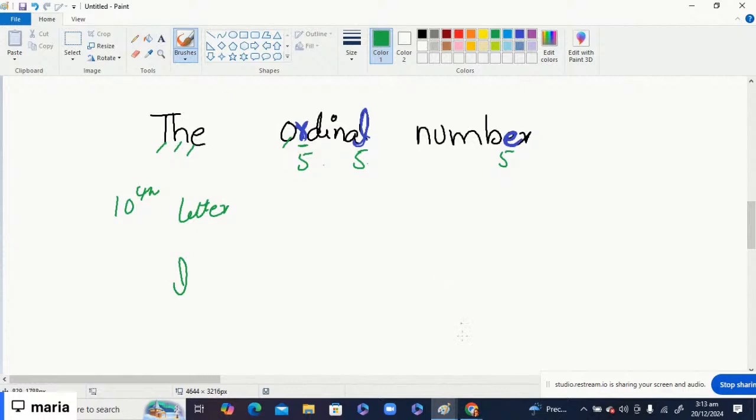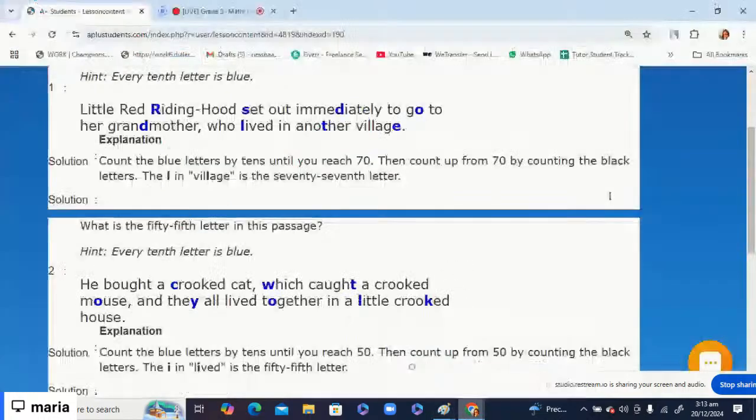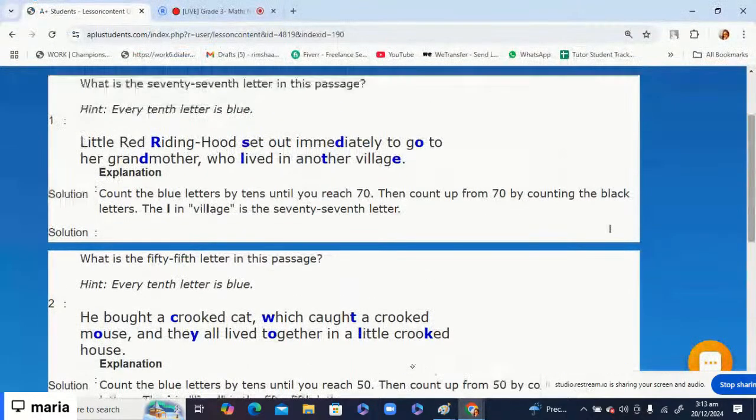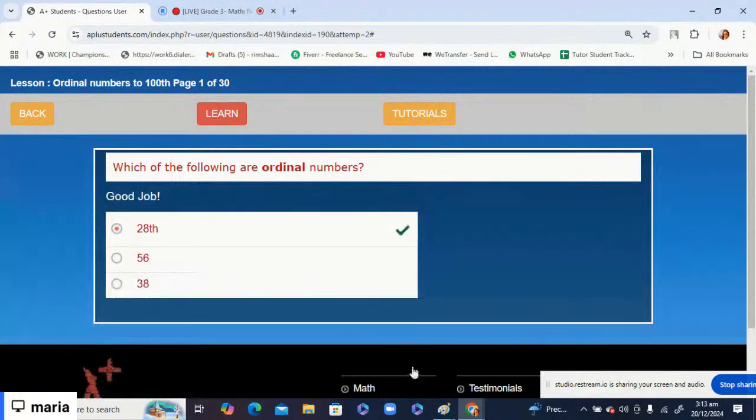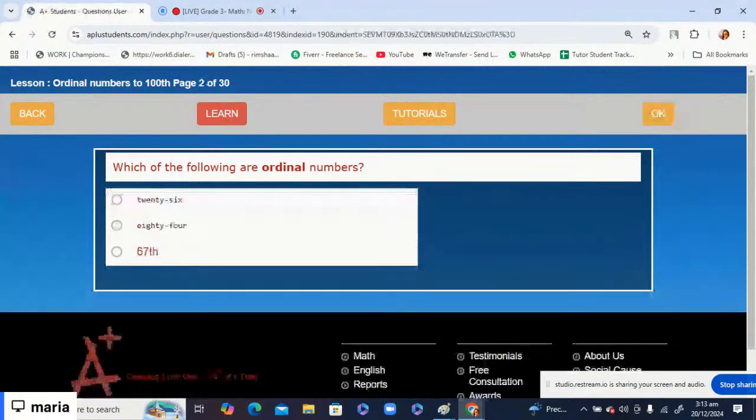All right. Now let's suppose here are the test questions for that. Which of the following are ordinal numbers? The ordinals are basically the ones in which th is involved. So we can say that 28th here. The other two are simple, so we can say that these are not ordinal numbers. Okay. So what are the ordinal numbers?